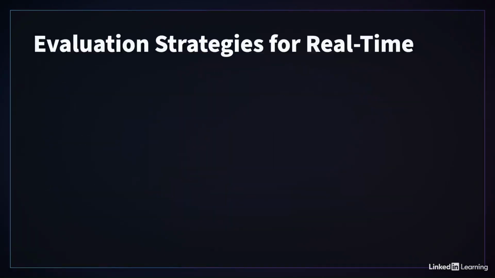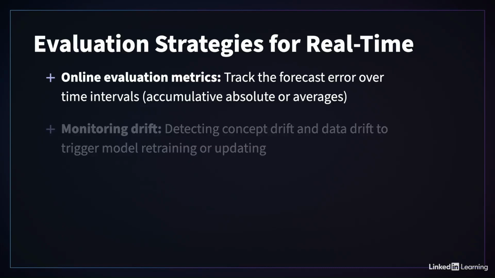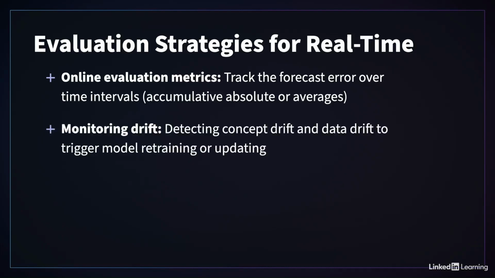In real-time forecasting systems, evaluation strategies focus even more on continuous monitoring and adaptation. Online evaluation metrics track the forecast error over time intervals, such as the cumulative absolute error or the moving average. It's crucial to keep an eye on drift, which happens when the patterns in the data change over time. This can make your model less accurate.